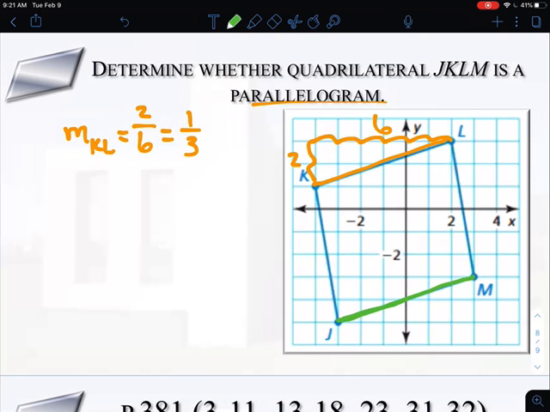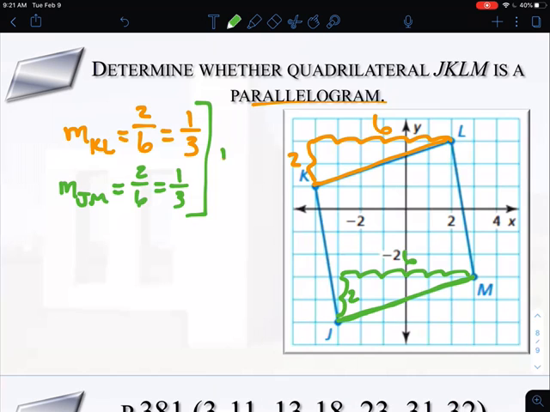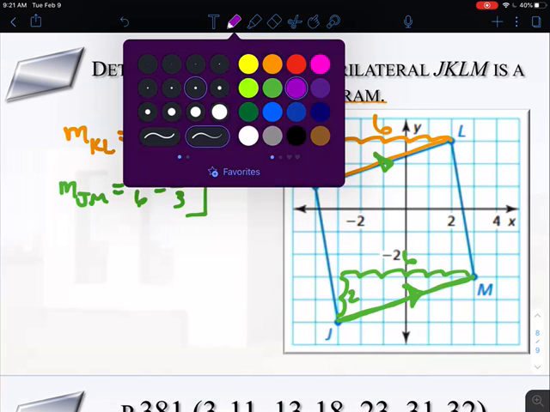If I then go to its opposite side, I would always do these in opposites. So if I go to the opposite side here, JM, now I want the slope of JM. Well, if I do the same thing, start at J, count up 1, 2, and then to the right 1, 2, 3, 4, 5, 6, I get up 2 and right 6, which is 1/3. Now notice both of those slopes are the same. That means these 2 lines are parallel. And so then I could mark that in my picture just to remind myself these 2 lines are going to be parallel.